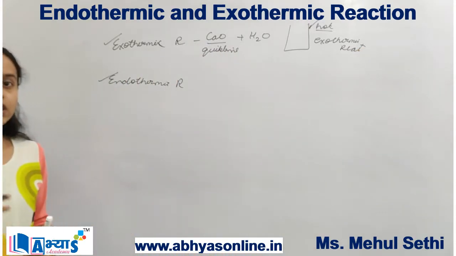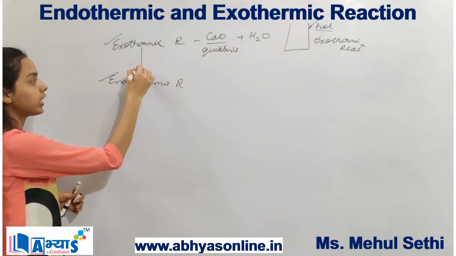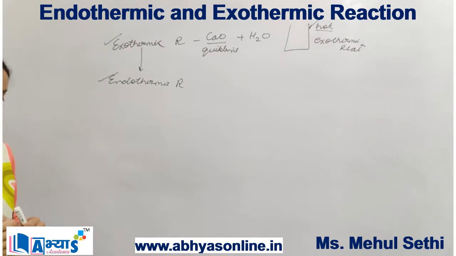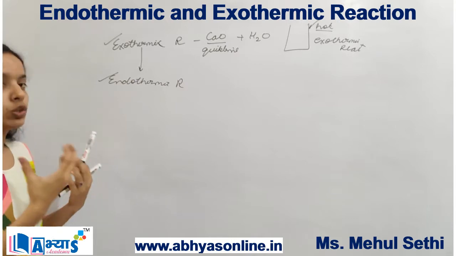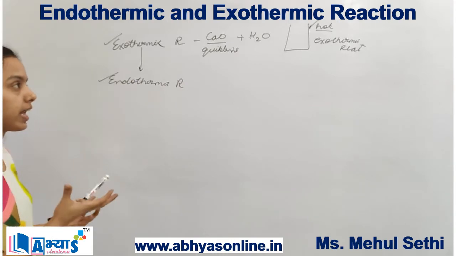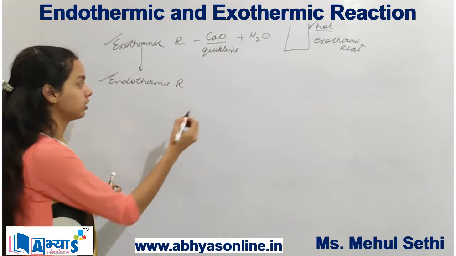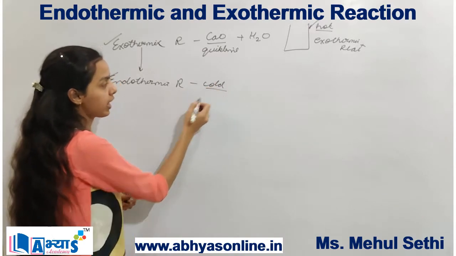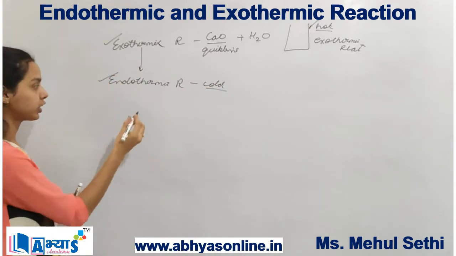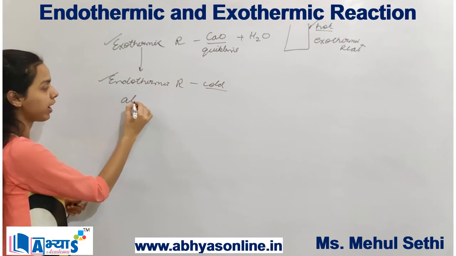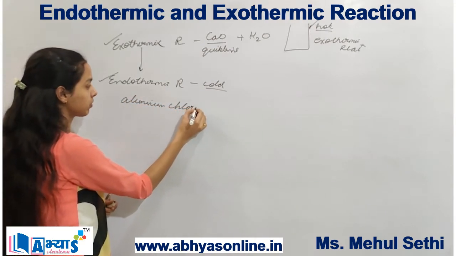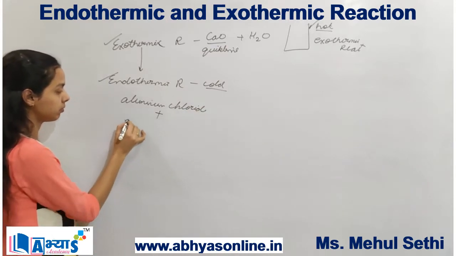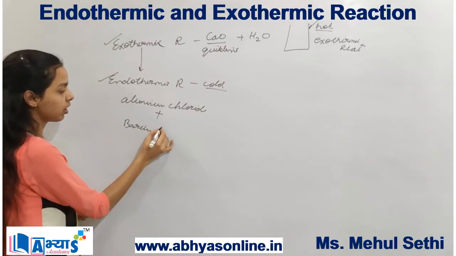On the other hand, the opposite of this reaction is known as the endothermic reaction, in which the heat is utilized to form the products. When the heat is utilized, the solution or the reaction will become cold. The reaction will become a cold reaction. For example, the reaction of aluminium chloride and barium hydroxide.